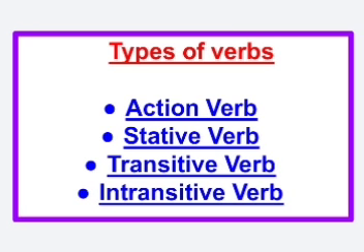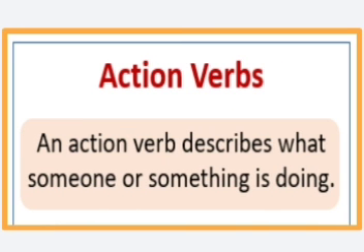So let's see the types of verbs: action verbs, stative verbs, transitive verbs and intransitive verbs. Now first let's see what action verbs are. What is the definition of an action verb? An action verb describes what someone or something is doing. So action verbs describe actions. It tells you what the subject is doing or has done.